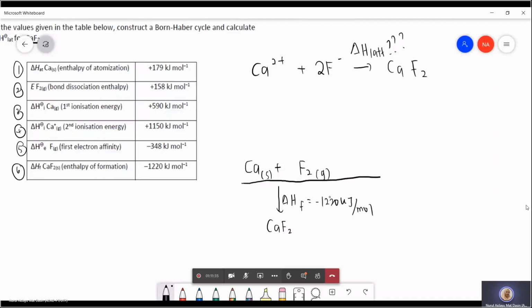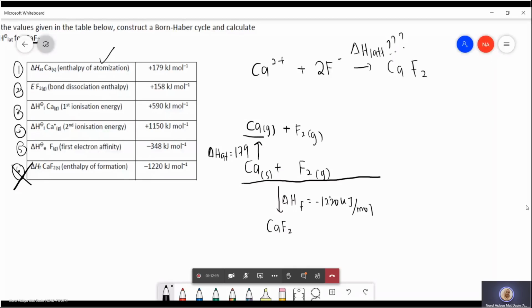Now from here, Ca solid plus F2 gas. Since we have used this, you can cross this out. Then Ca solid, how to change into gas? The atomization of Ca will give Ca gas. This is delta H atomization, and the value is equal to 179 kilojoule per mole, absorbing energy. And then the rest here you just copy back, F2 gas.